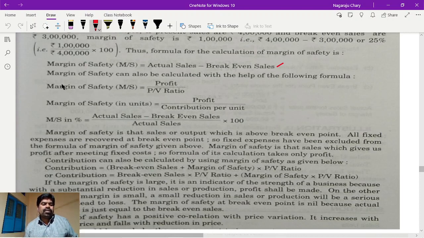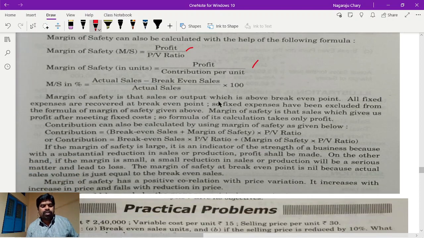Next, margin of safety can also be calculated with the help of the following formulas. Margin of safety is equal to profit by PV ratio. Sometimes it may be asked in units, then profit by contribution per unit. Sometimes a percentage can also be asked: actual sales minus break-even sales by actual sales into 100. That way also we can calculate.